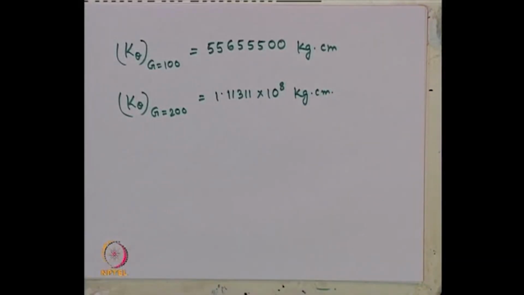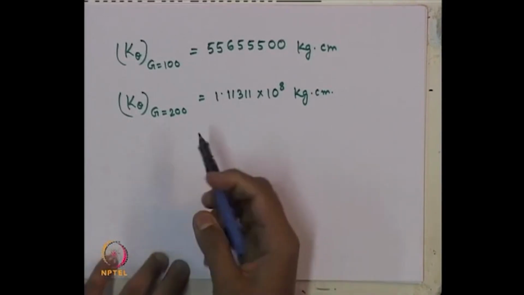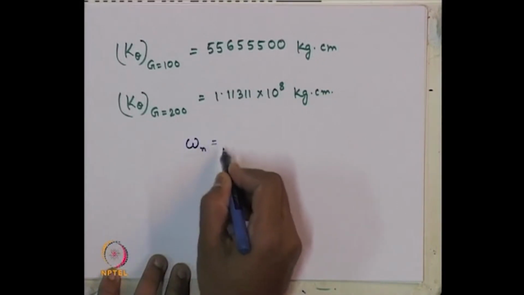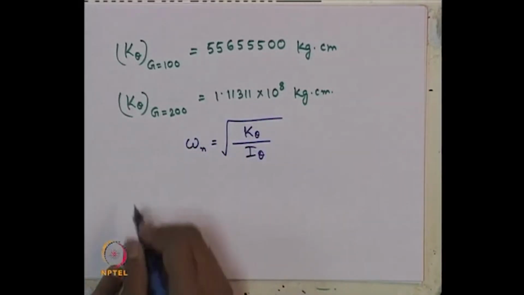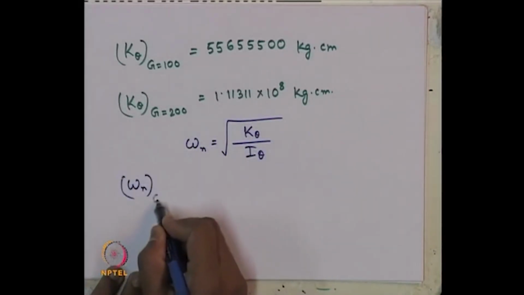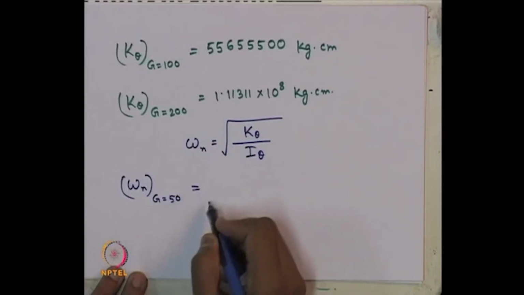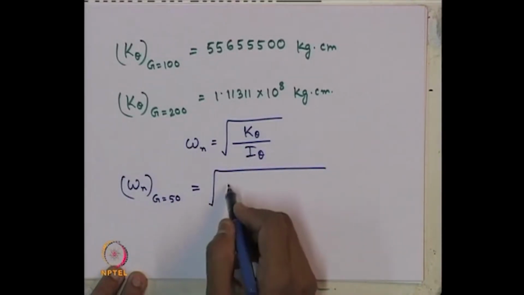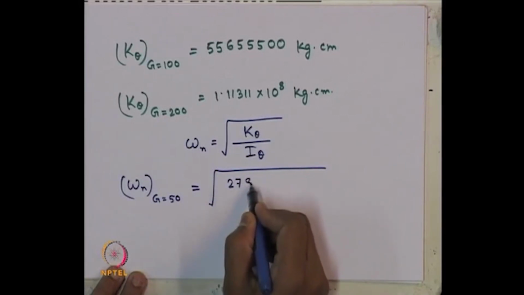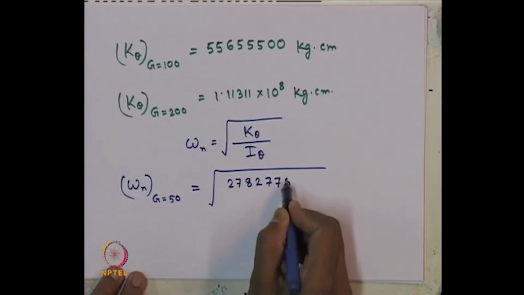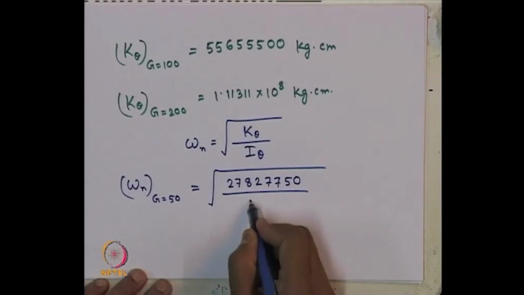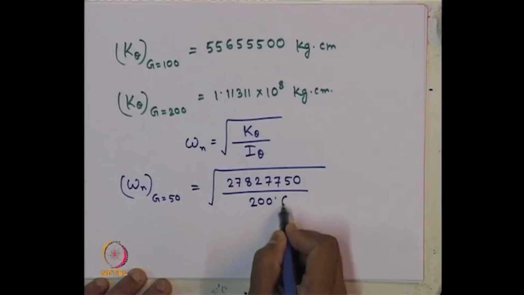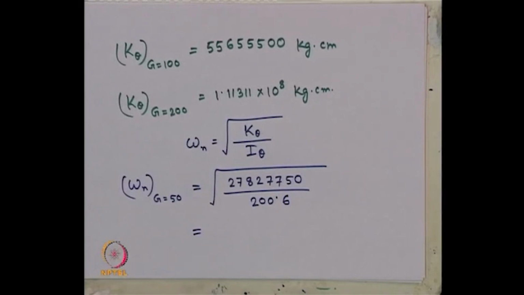So, what is the next step? Next step we have to calculate the natural frequency. So, let us calculate natural frequency. Omega n should be root over k theta by I theta. So, omega n for g equals to 50 should be, k theta for 50 is 27827750 by I theta for 50 is 200.6. So, how much is omega n coming?